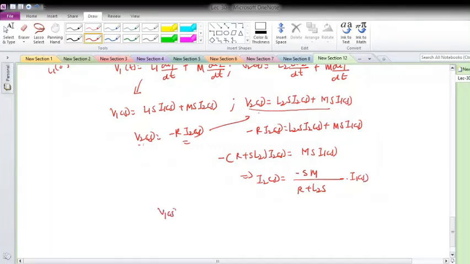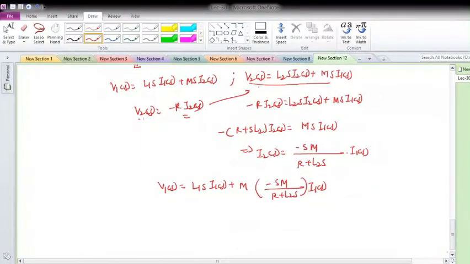And what is my V1 of s? V1 of s is L1 s I1 of s plus M s I2 of s. I2 of s is nothing but this: minus s M over R plus L2 s into I1 of s. Okay, and now I can write for I1 of s.